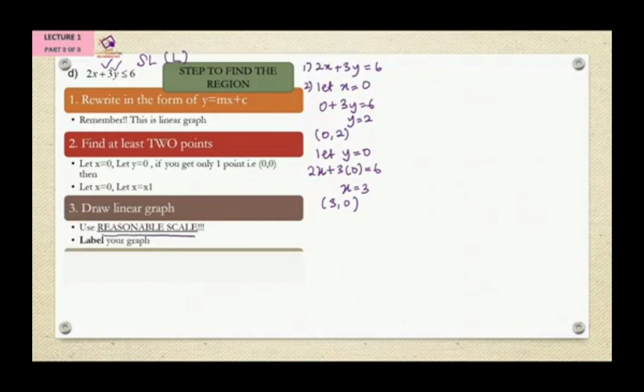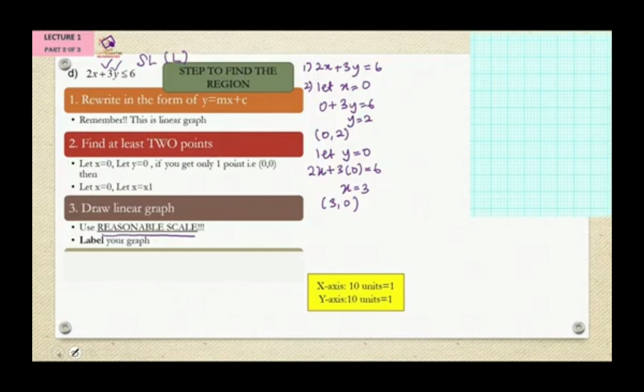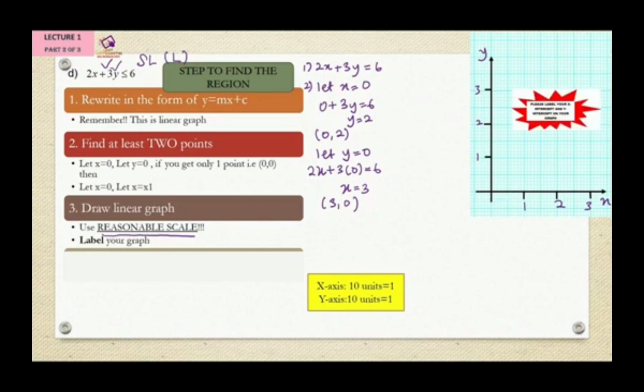Then the third step, again, we need to use a reasonable scale. For this graph, we will use the scale for the x-axis, 10 units equals 1, and for the y-axis, 10 units equals 1 as well. So this is your graph paper. Draw your axes first. Label your axes x, y. For the x-axis we have 1, 2, 3. For the y-axis we have 1, 2, 3. Then mark your points. The first point is 0, 2, and 3, 0.